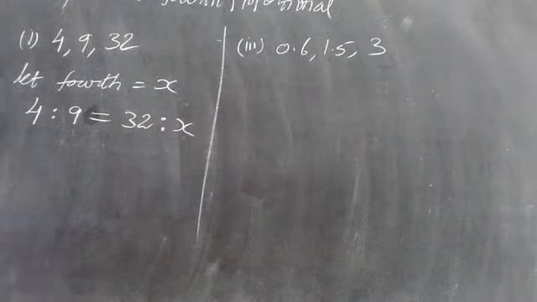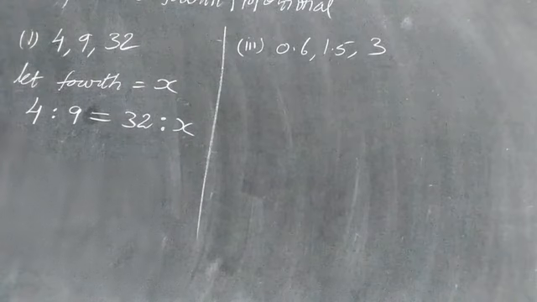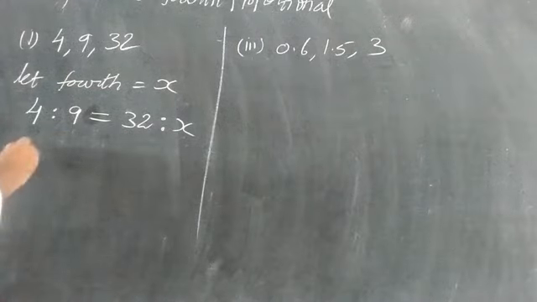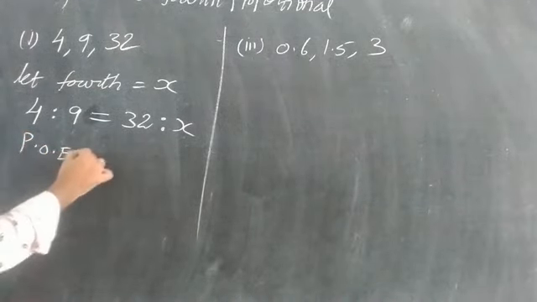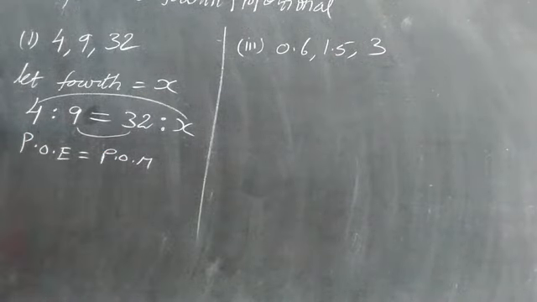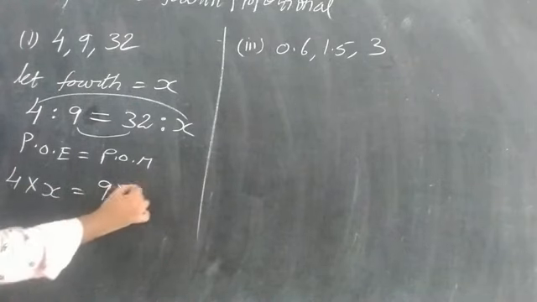What is called proportion? Comparison of two quantities is called ratio; comparing two ratios is called proportion. How will you compare that? Using POE, POM. Writing, 4 into x is equal to 9 into 32.